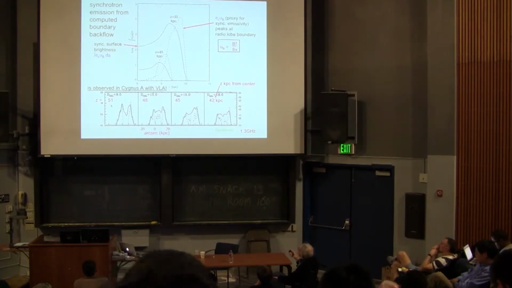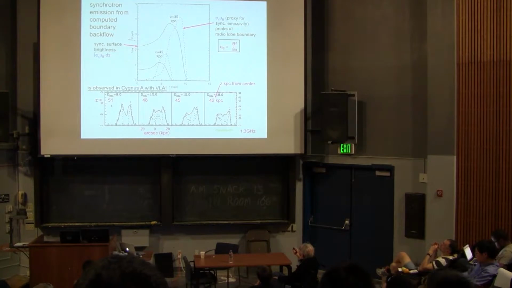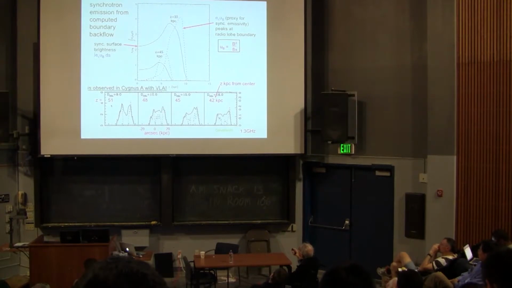But the basic idea of the boundary backflow is correct. Here is my calculation that shows the approximate emissivity of radio emission at distance 35 kpc from the center of the cluster, and its projected image in solid line. And these are observations of Cygnus A. And look at there, the dashed lines are the same in both cases.